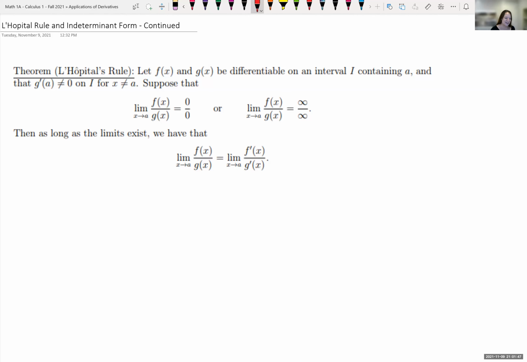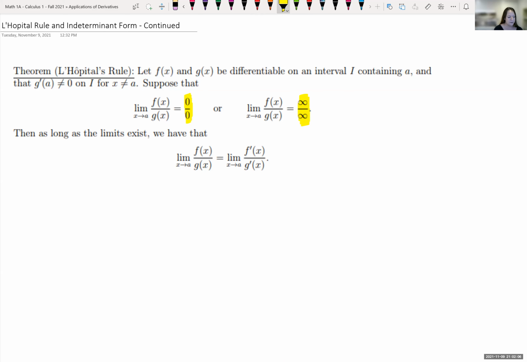We've been looking at L'Hopital's rule to help us with limits in indeterminate form. So far, all we've looked at for limits in indeterminate form and using L'Hopital's rule was indeterminate form that was in the form of 0 over 0 or infinity over infinity.